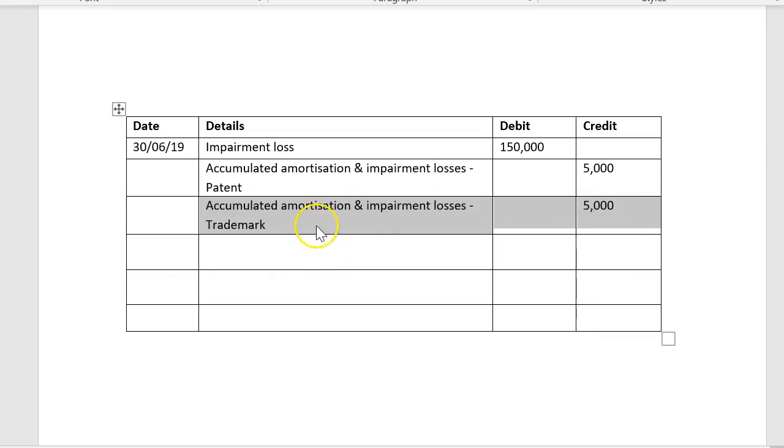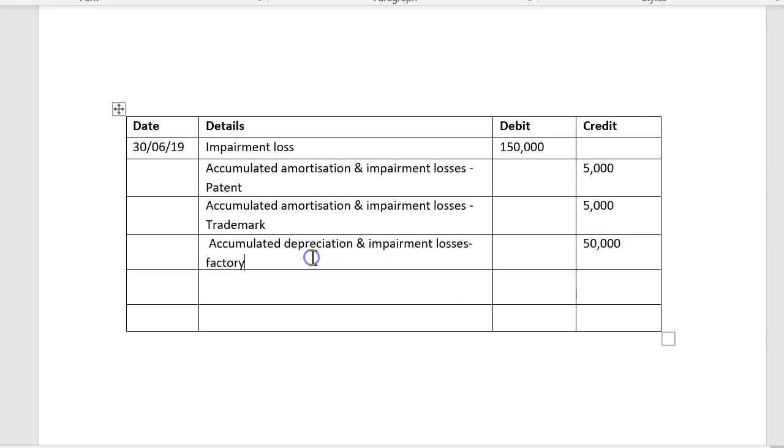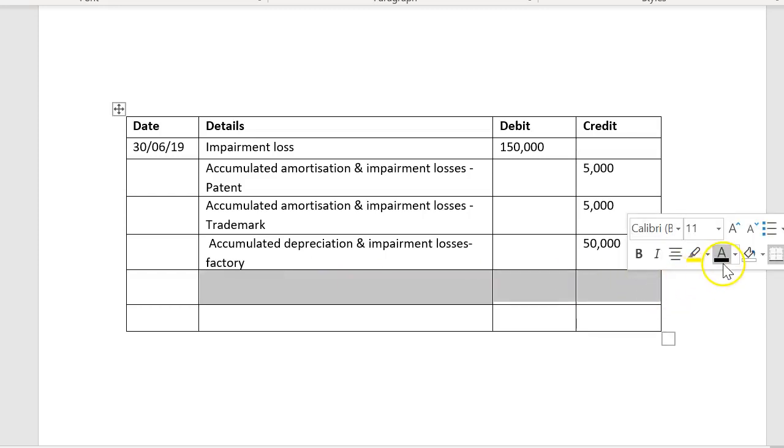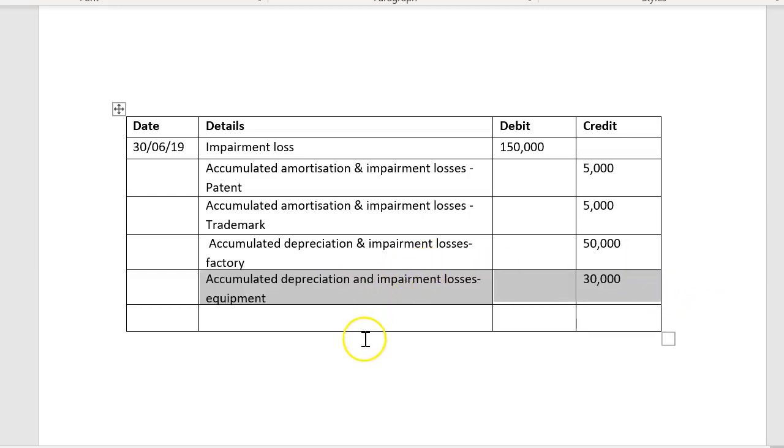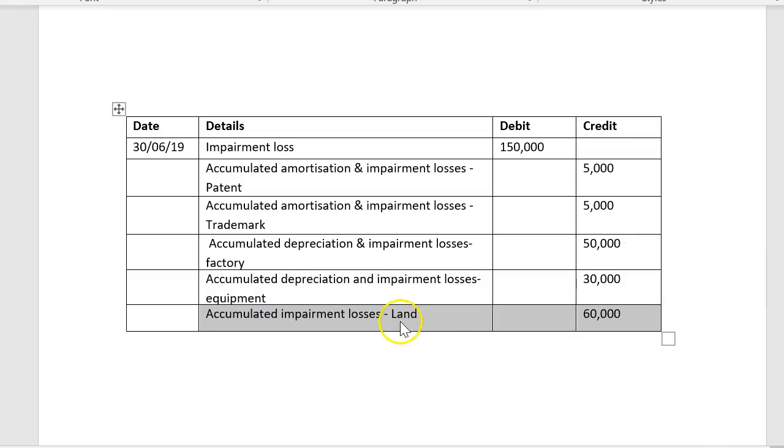You credit accumulated amortization and impairment losses trademark, 5,000. Credit accumulated depreciation and impairment losses factory, 50,000. Credit accumulated depreciation and impairment losses equipment, 30,000. And credit accumulated impairment losses land, 60,000.